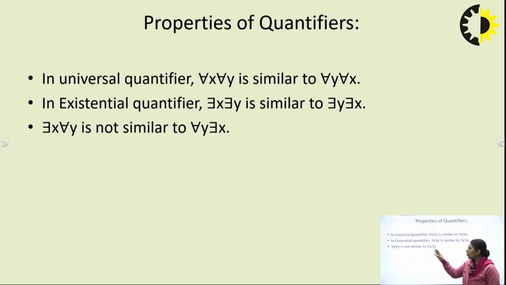Similarly, in the existential quantifiers, for some X, for some Y, it is similar to for some Y and for some X. Okay, but there is a difference between the representation. For some X, for all Y, it is not at all similar to for all Y, for some X.